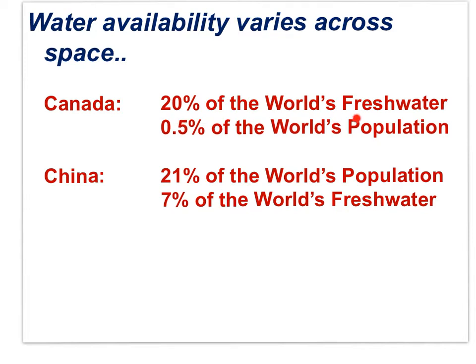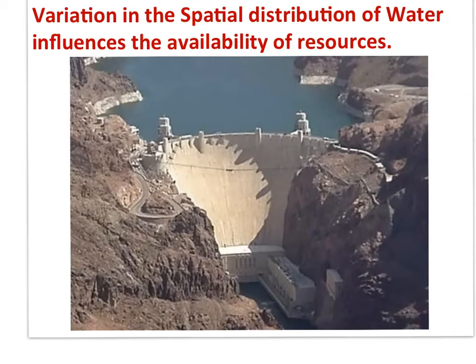Canada has 20% of the world's fresh water, but only 0.5% of the world's population, while China has 21% of the world's population, but only 7% of the world's fresh water. The American Southwest is a desert, so dams have been built along the Colorado River as a technological mechanism to redistribute water to make water more available for agriculture in locations that could otherwise not support agriculture. The value of water in arid regions is very high.